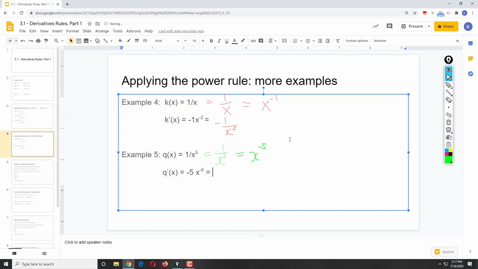You can also write it as negative 5 over x to the 6th power. Negative 5x to the negative 6 power is negative 5 over x to the 6.